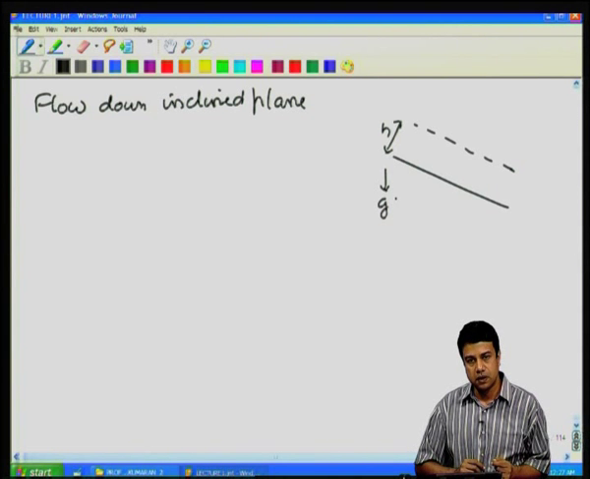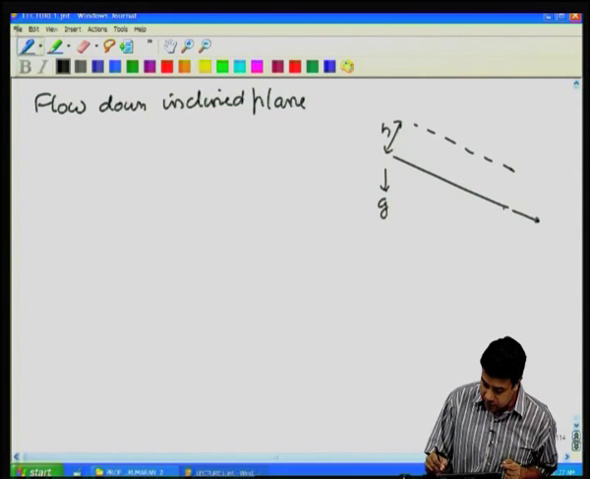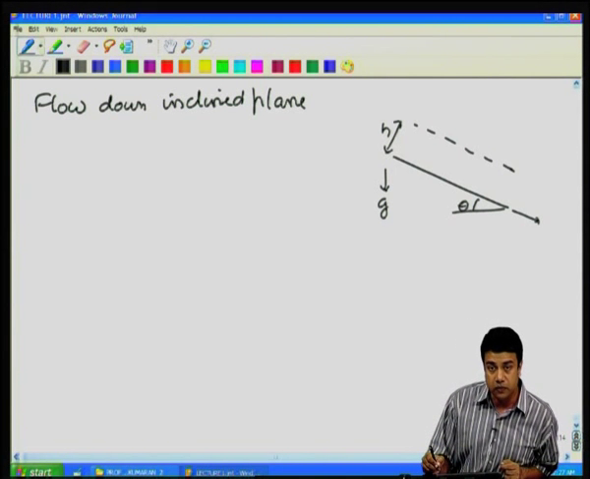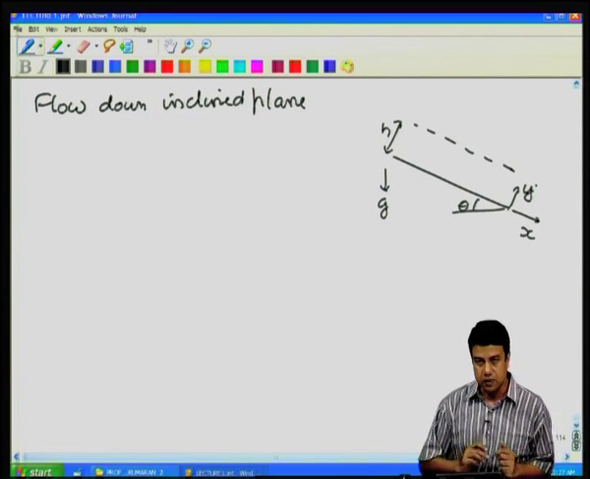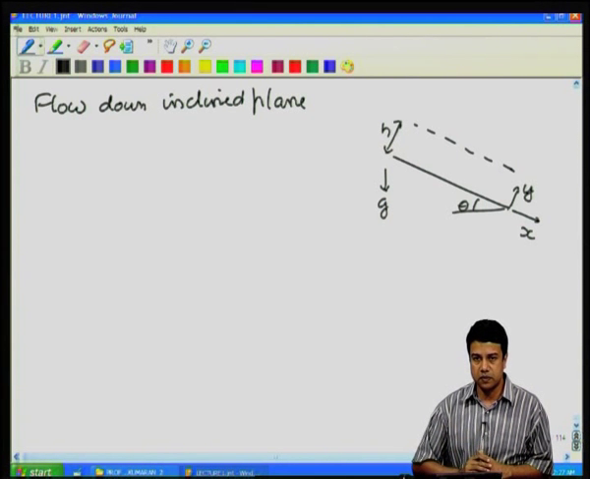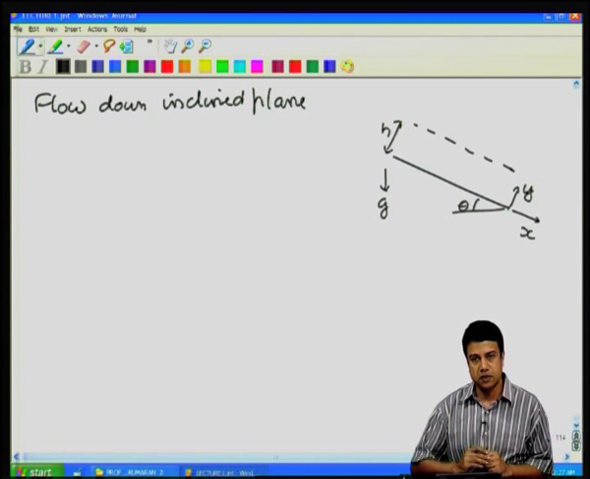Okay. And of course, since the flow is coming at an angle, okay, this angle is theta, okay, and I put my coordinate system x and y to be along and perpendicular to the plane itself. Okay, I put my coordinates to be along and perpendicular to the plane itself. Those are the flow directions and the cross stream directions.